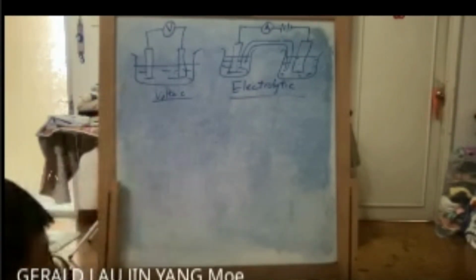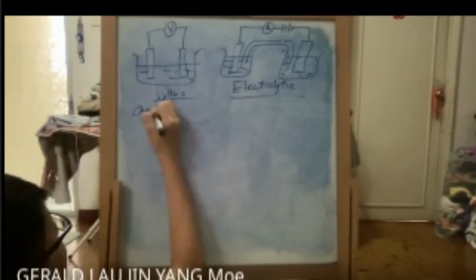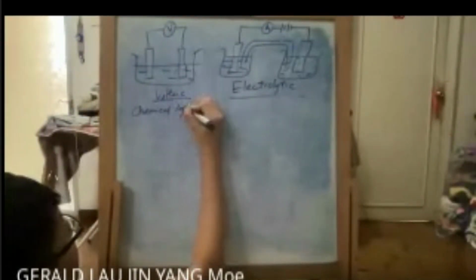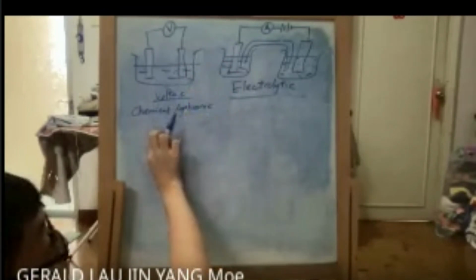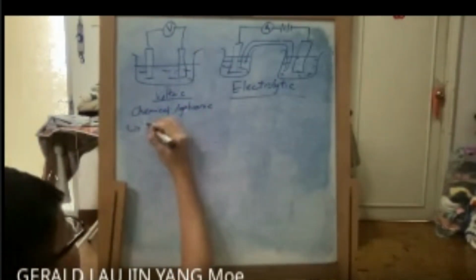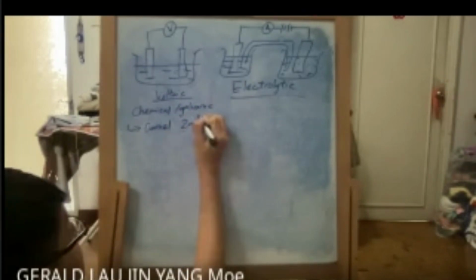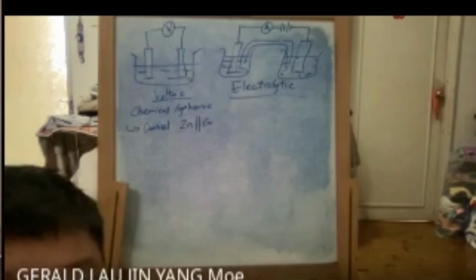Okay, voltaic cell is also known as chemical cell or galvanic cell. It's the same thing. Chemical cell, galvanic cell, voltaic cell, all the same. And there is another example, we call it Daniell cell. But for the Daniell cell, you will only use zinc and copper, if I'm not mistaken. Right? Zinc and copper. Okay. Daniell cell, okay.